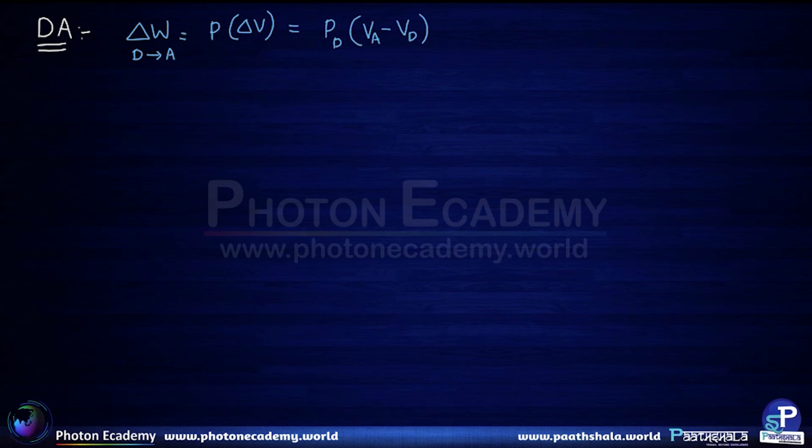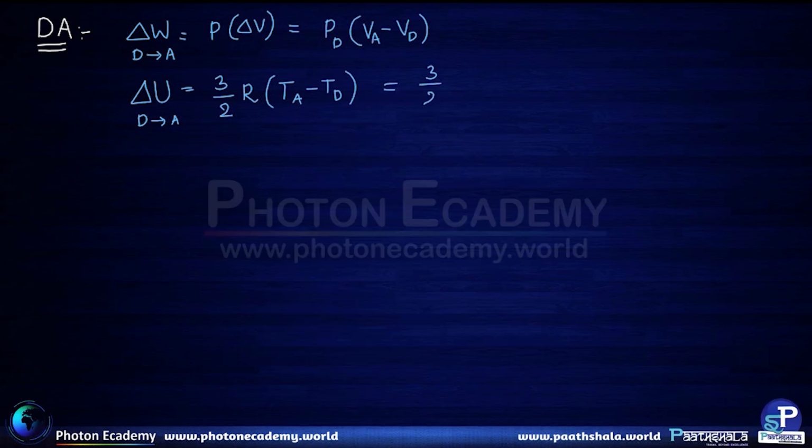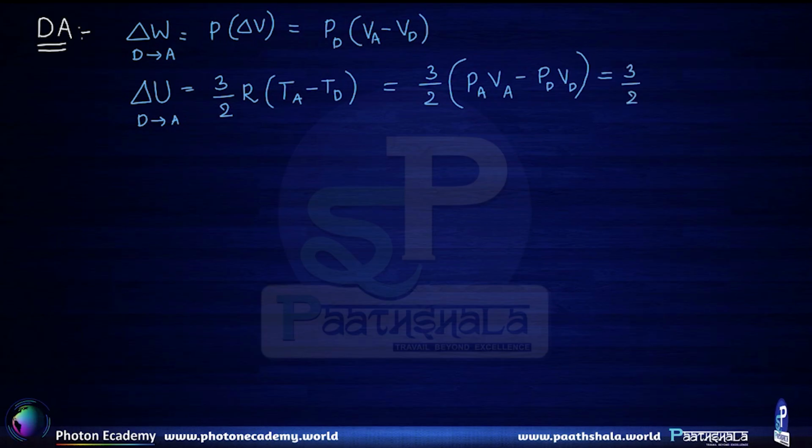And also let's calculate the change in internal energy delta U in going from D to A, which will be 3/2 R times (TA minus TD). Even in this case, by using ideal gas relations, we can write this as 3/2 (PA VA minus PD VD), and PA and PD are equal. So we can write this as 3/2 PD (VA minus VD).